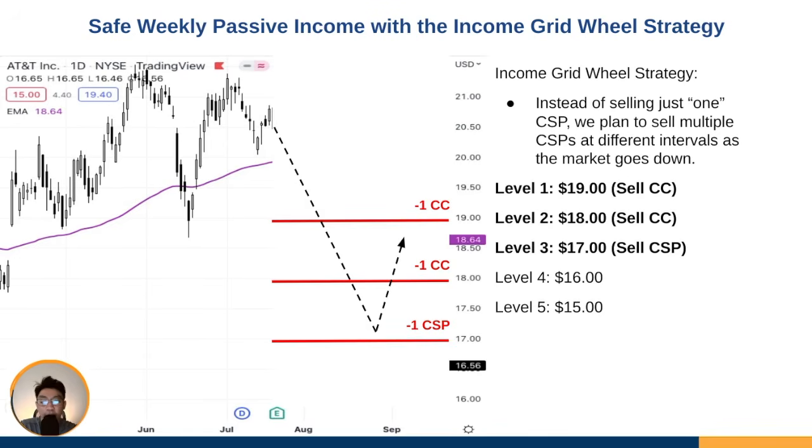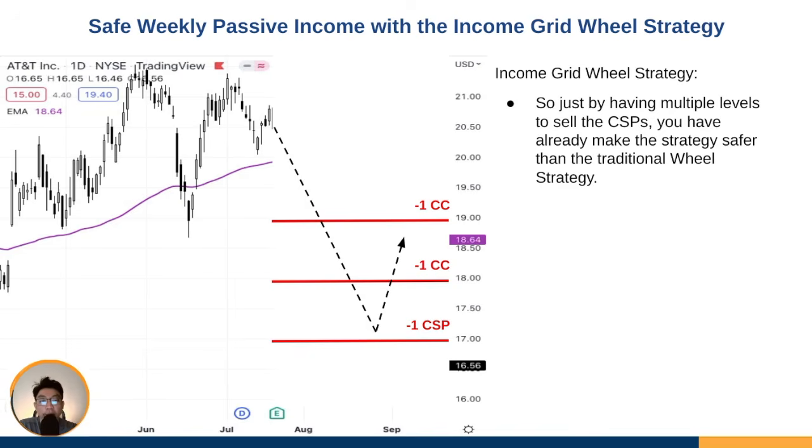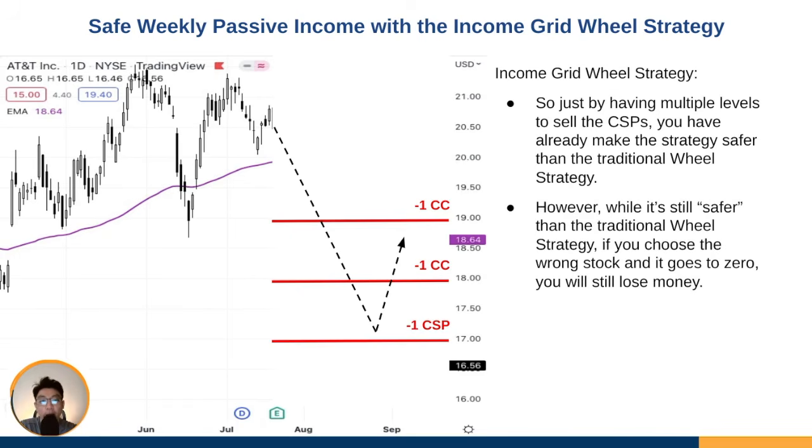So you actually do have something to do as the market goes down, rather than if you were to split it across multiple stocks. Guess what? If the stocks go all the way down, then there's really nothing for you to do. You're just staring at your chart all day long without being able to do anything if you have run out of capital. So just by having multiple levels to sell the cash secured put, you have already made the strategy safer than the traditional wheel strategy. So that is why I say this is pretty safe, right?